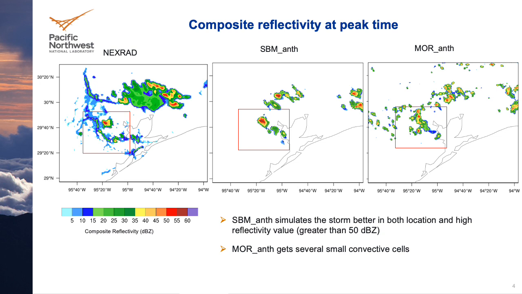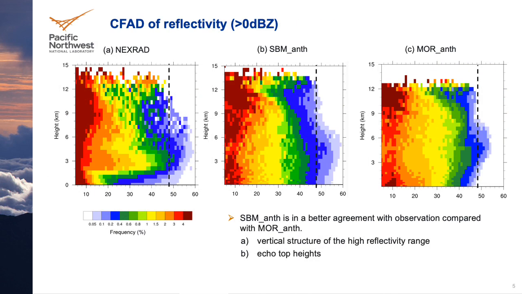By comparing the composite reflectivity at peak time with NEXRAD radar, we can see that the simulation using spectral beam scheme gets the storm much better in both location and high reflectivity value. For the Morrison scheme, it gets several small convective cells. From the results of CFAD of reflectivity, we also find that simulation with spectral beam scheme is in better agreement with observation compared with that using Morrison scheme in terms of the vertical structure of the high reflectivity range and also echo top heights.